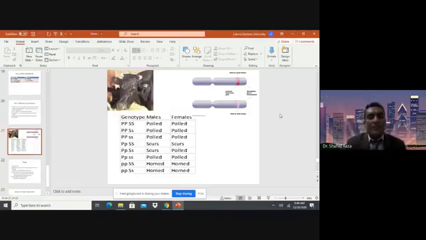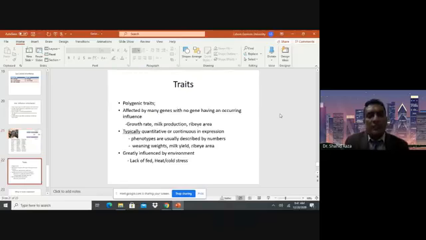We can see the genotypes on the left side, then the second section is male, and the third row is for the female. Here we can see the genotypes regarding males and females. The first three are the polled ones, the fourth and fifth are scurs, and the last two we can say are horned.